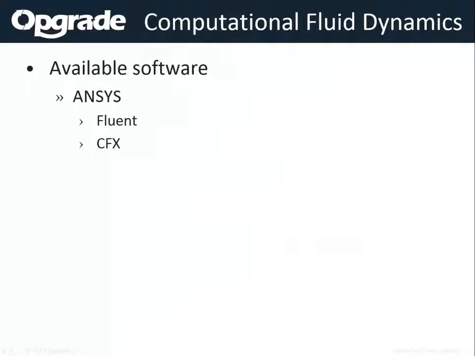Available software out there, ANSYS is pretty much the gorilla. They have both Fluent and CFX. Fluent is what we use because it does multi-phase better. CFX is good for a lot of things. ANSYS developed CFX and Fluent developed Fluent until ANSYS bought out Fluent a number of years ago. They offer both now, but if you're trying to do something two-phase and you need a really detailed answer, Fluent is still the best tool to use.